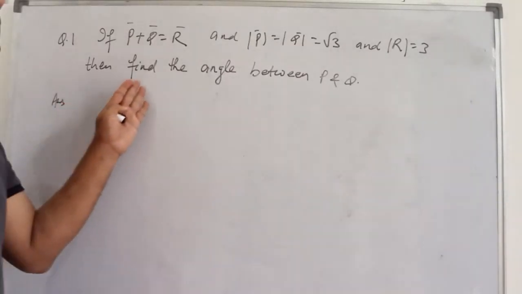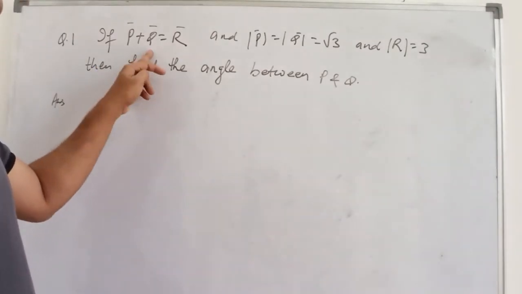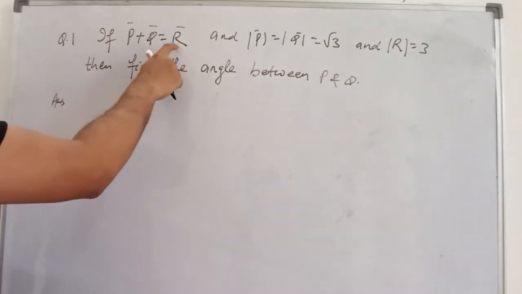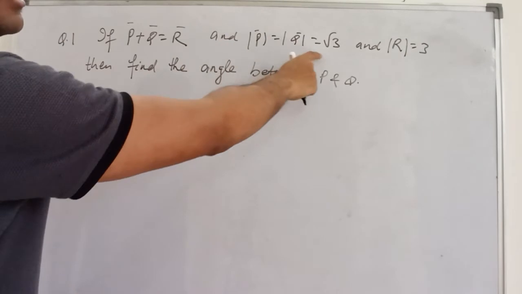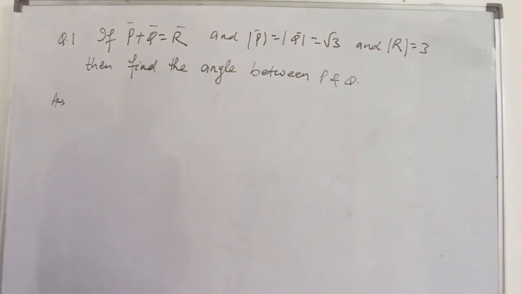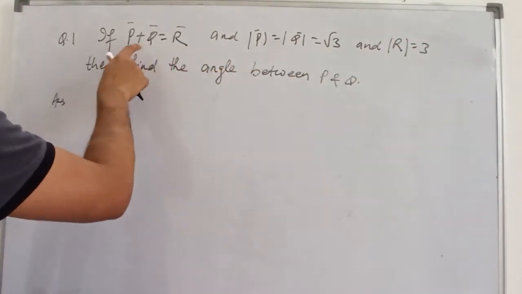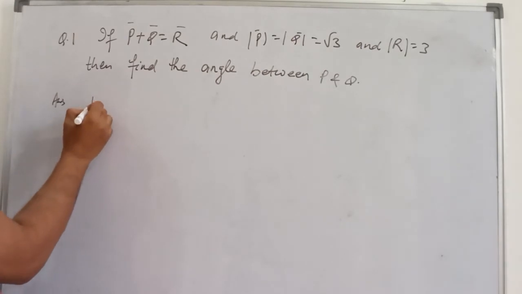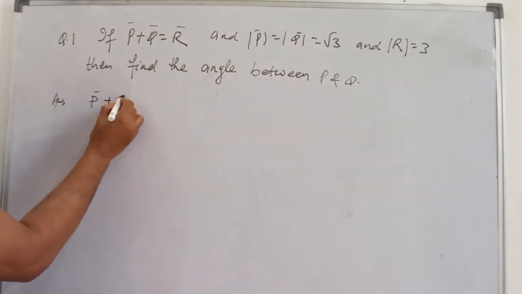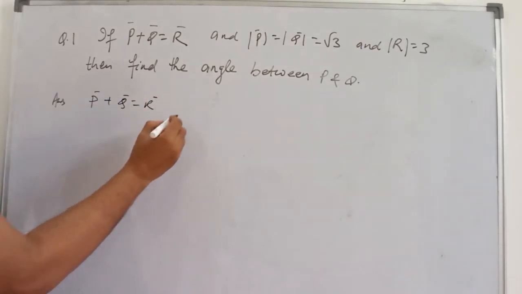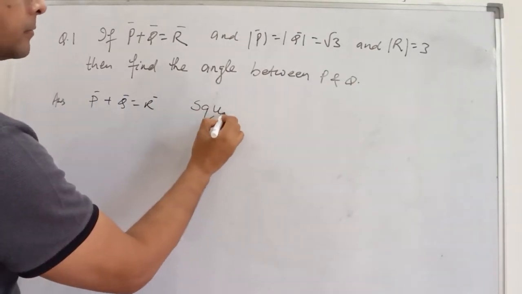Now let's solve some questions. It is given that P vector plus Q vector is equal to R vector, and the magnitudes of P, Q, R are given. Then find the angle between P and Q. So just write this first. Now square both the sides.